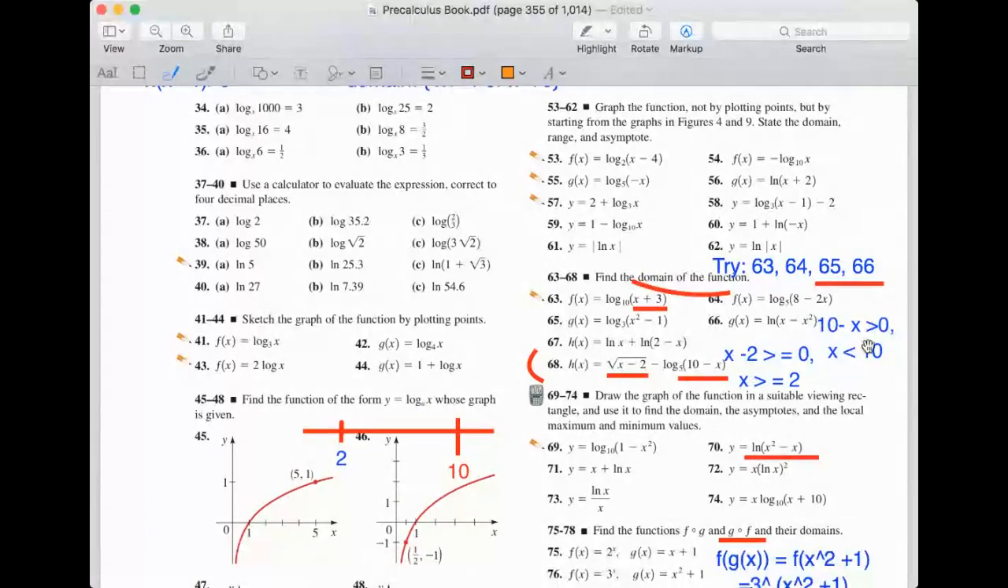So the first part says x is less than 10, so we're going this way, down. Not including 10, so we put an open parenthesis, because we don't have an equal sign. And this part says x has to be bigger than or equal to 2. So that means equal to 2, we make a bracket.